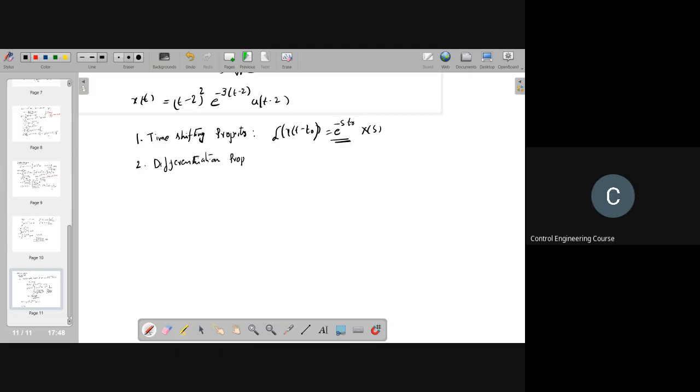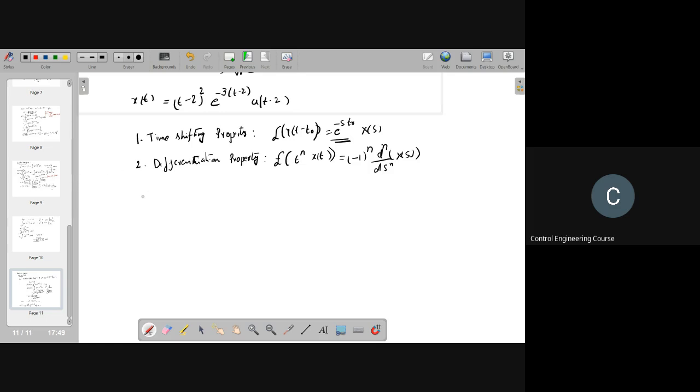What is this? Laplace transform of t power n x of t equal to minus 1 whole power n, d^n by ds^n X of s. Okay. Now I'm going to use these two properties to solve this problem.